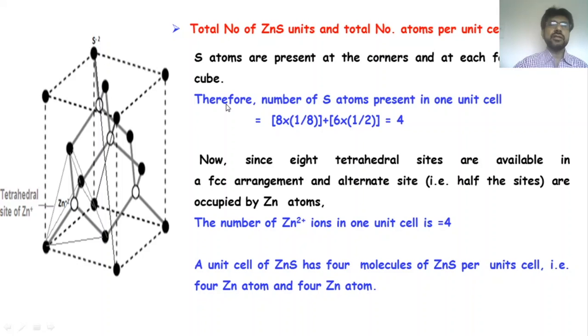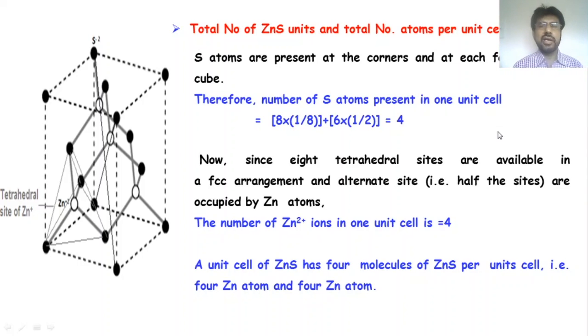Now here the sulfur atoms are present at the corners and at the center of each face of the unit cell. So we know that the contribution of the atoms present at the corner of the unit cell is 1/8, and the atoms which are present at the center of the face of the unit cell, its contribution is only half. So there are the 8 corner atoms, and there are the 6 atoms around the 6 faces. So the sulfur atoms present in the unit cell are 4.